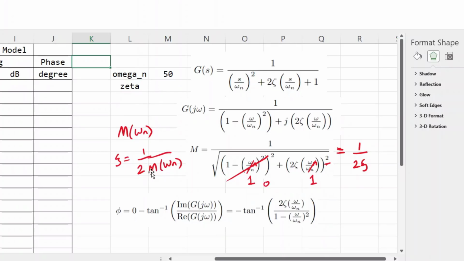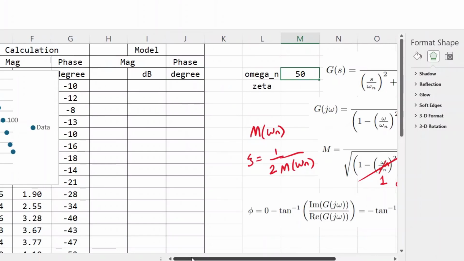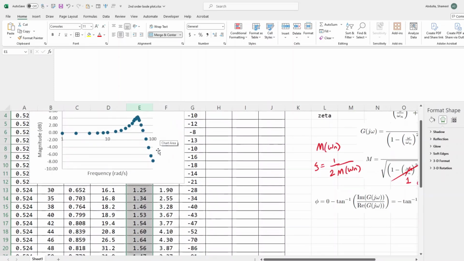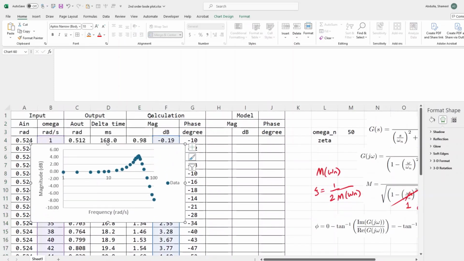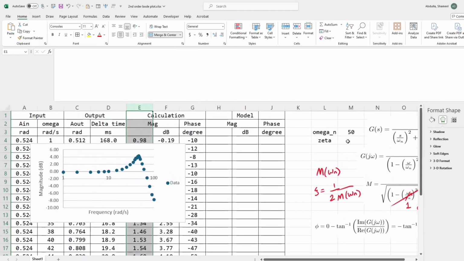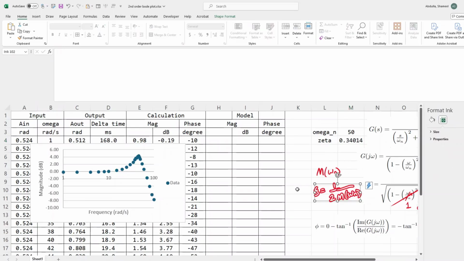We just have to know what the magnitude at omega n is. Since we estimated omega n to be 50, you can go back to this graph and check at 50 what your magnitude is. The magnitude would be this one. And this time the magnitude is not in dB, it's the linear scale, so be careful. At 50, we are at 1.47. So you just have to type it in here, equal to 1 divided by 2 times that. So we have a bit of damping here. Let's plug that in now.